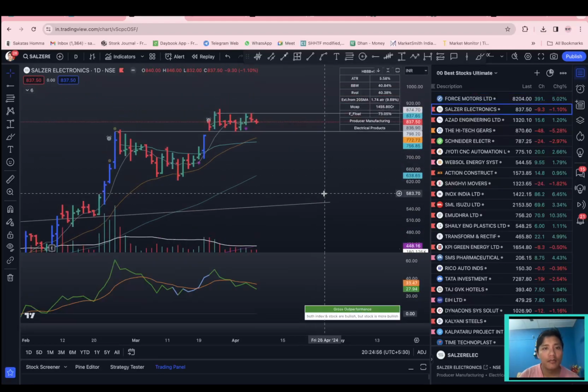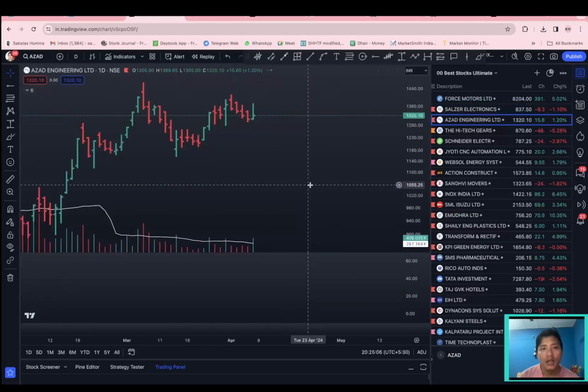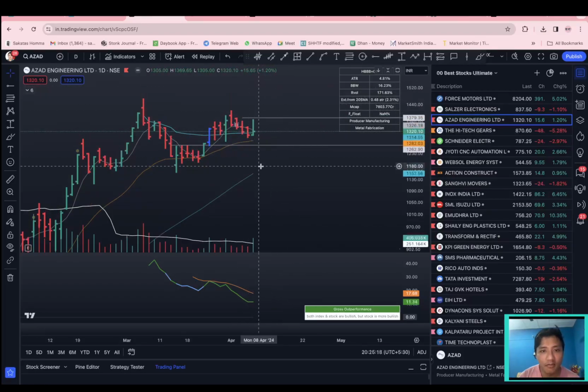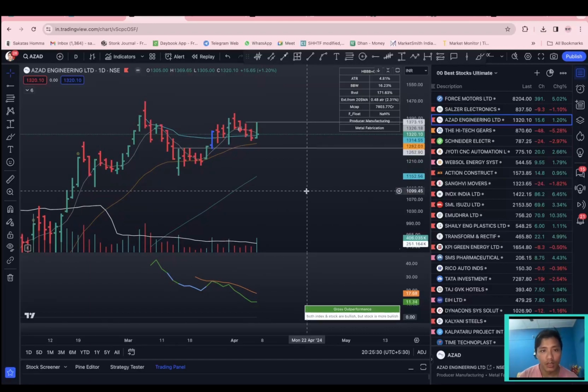Solzer is a setup, and what you do is mark the pivot high of the consolidation, and when that breaks out, that's your entry, right? Azad is a very good name. Yesterday, Friday, there was an entry, but it squatted again. But this entry hasn't failed yet, and the next alert would go on today's high, because if this day's high is taken out, that's also a good entry again, right?